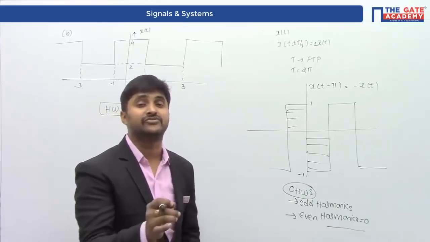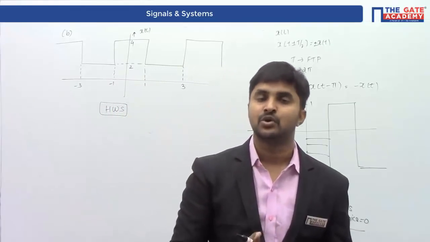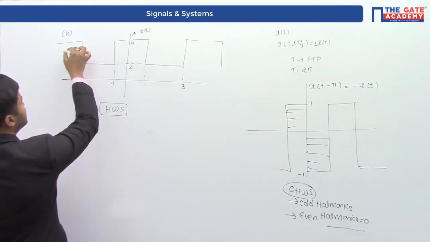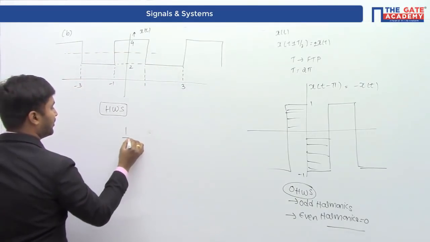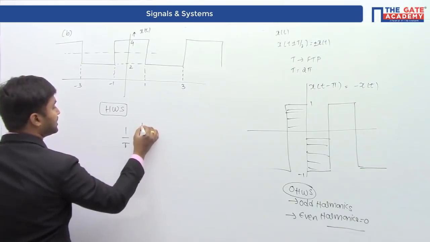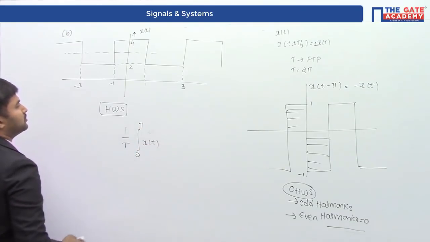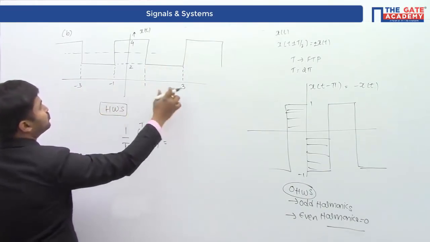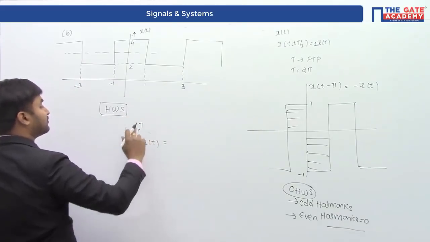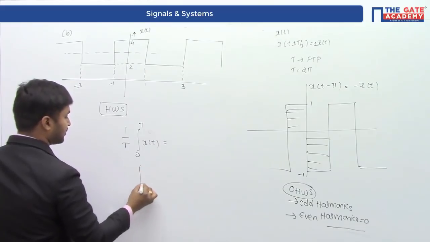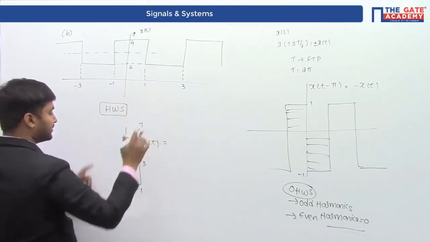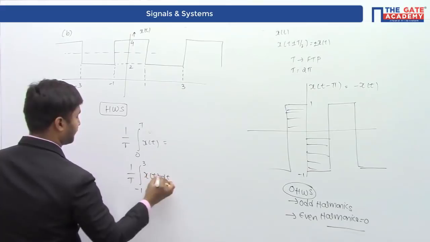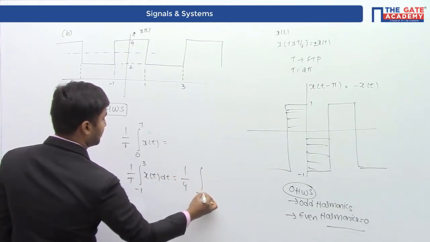But whenever you are checking the half wave symmetry, you have to remove the DC component from the signal. So the DC component will be given by the formula 1 by T integral of 0 to T x of t. The period of the signal, I can take it from -1 to 3, or I can take it from 0 to T. The only thing is that you have to ensure that you are taking the total period. So if I take it from -1 to 3, 1 by T integral of x of t dt, the time period is going to be 4 units.